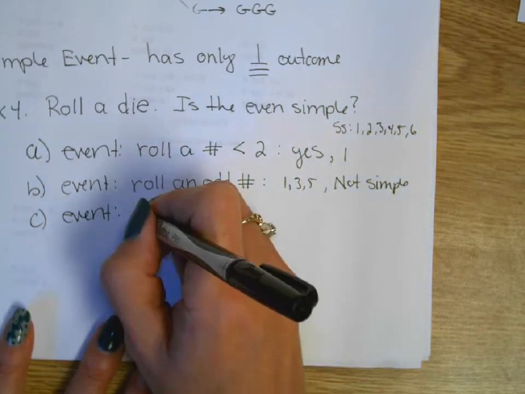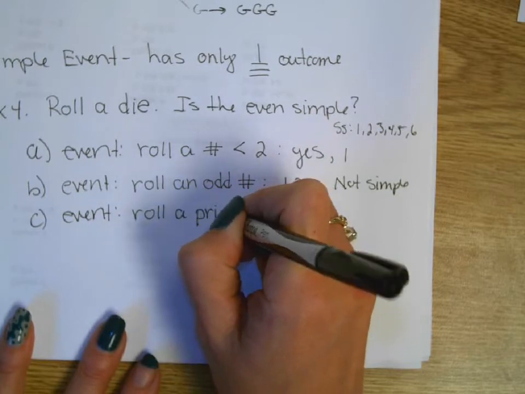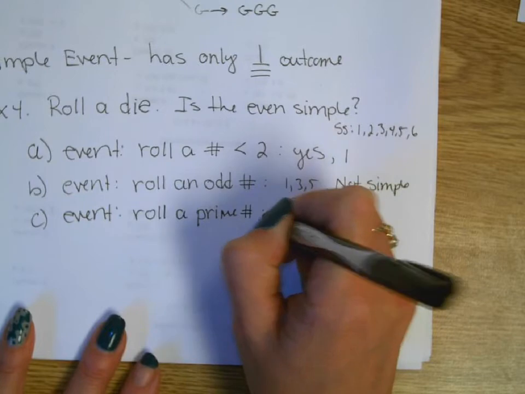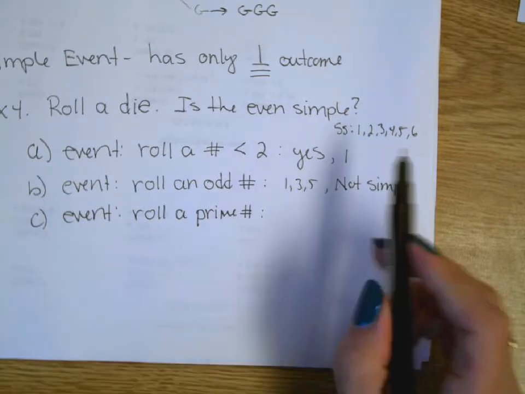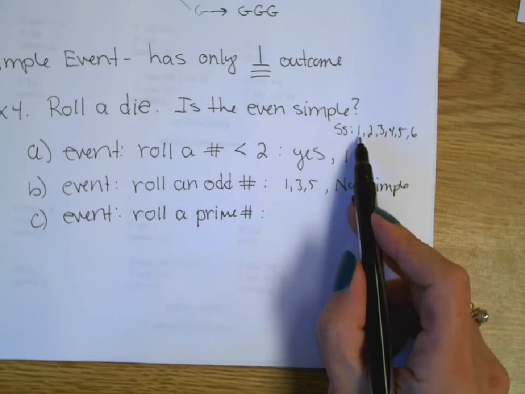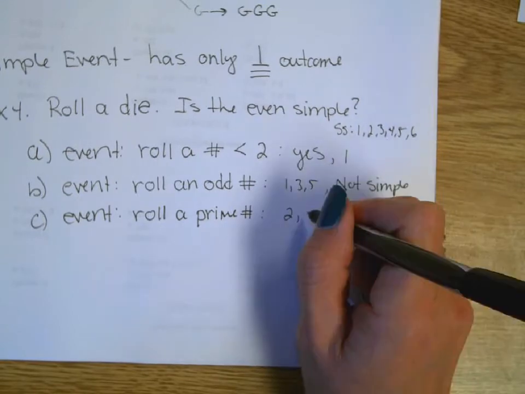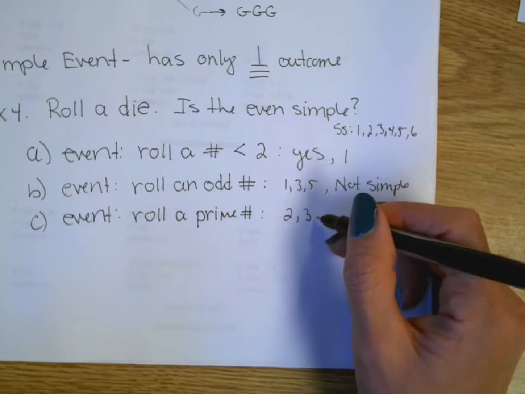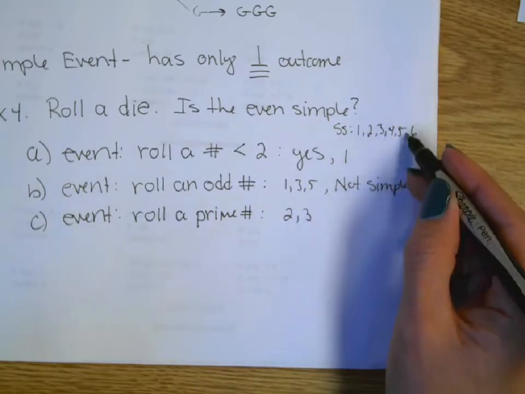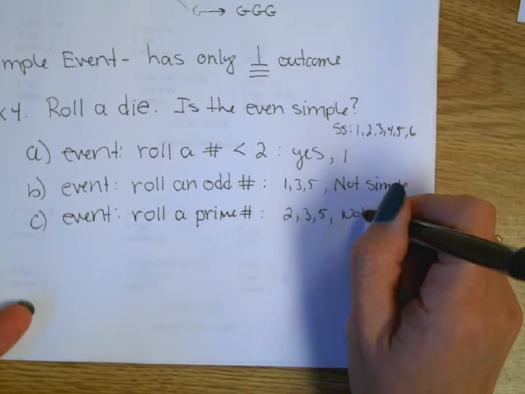What about rolling a prime number? Do you remember what primes are? Primes are numbers that have exactly 2 distinct factors, 1 and itself. So 1 is not considered prime because that only has 1 factor, just the number 1. 2 is prime because it only has 1 and 2 as factors. 3 is prime. That's enough for me to stop right now and say this is not simple. But let's see if there's any more primes. 4 is not prime, 5 is, and 6 is not. So there's 3 outcomes there, so not simple.